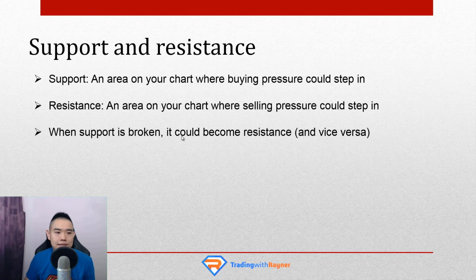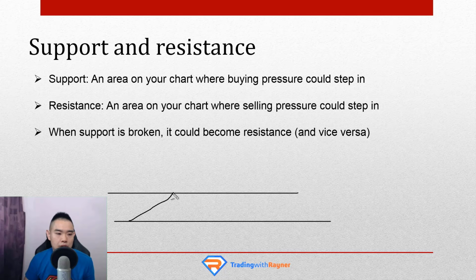Another thing to add is that when support is broken, it could become resistance and vice versa. For example, let's say market is in a range like this. It goes up, comes down, goes up, comes down, and breaks out of the range, breaks out of resistance. Now, when it comes back down lower, this previous area of resistance, once it breaks out of resistance, could now become support. This is what we call previous resistance, which now becomes support.